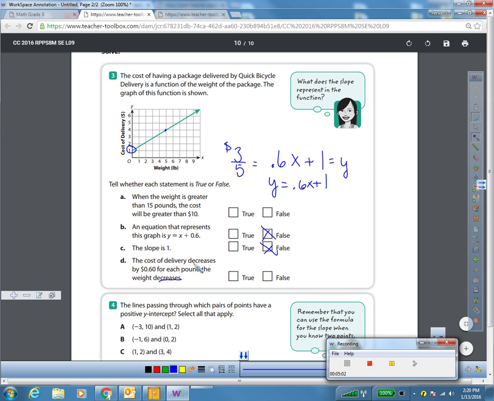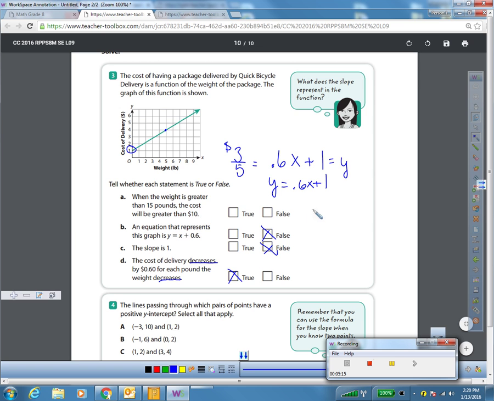Now it's worded a little bit differently, but notice it says decreases on both of them. Another way I could say that: the cost of delivery increases 60 cents for each pound the weight increases. So in this case it's true since it says decrease in both.